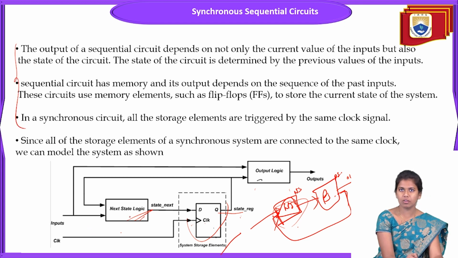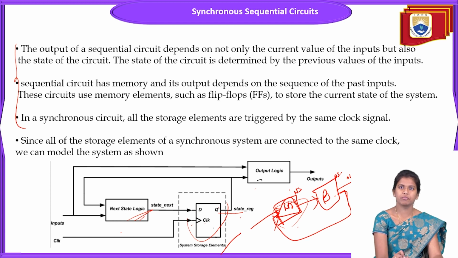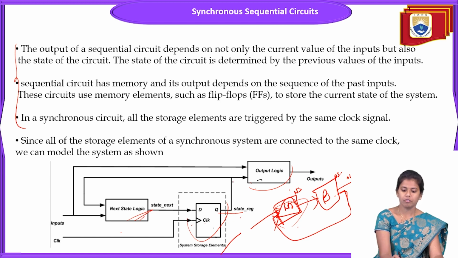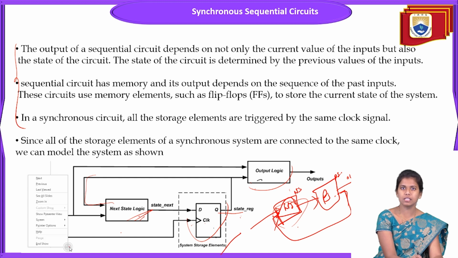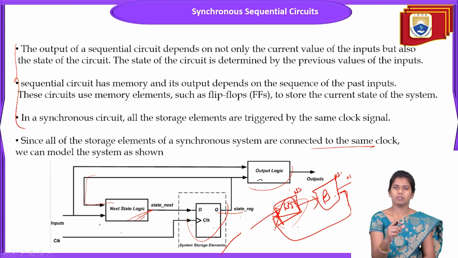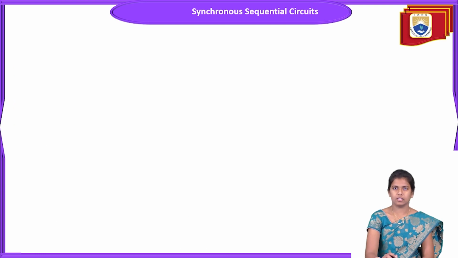We have the next state logic given to the storage element, the flip-flop, and the output of that flip-flop is given to the output logic, and from there we can observe the output. Here we have a feedback structure given to the next state logic. If you observe here, a single clock can be given and connected to the same clock. So for each of the different storage elements, the same clock can be connected.